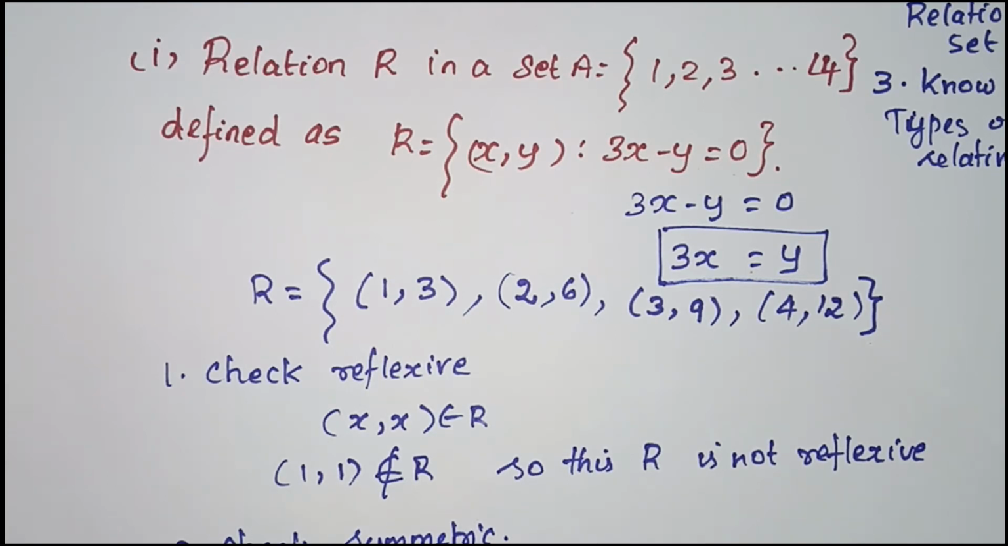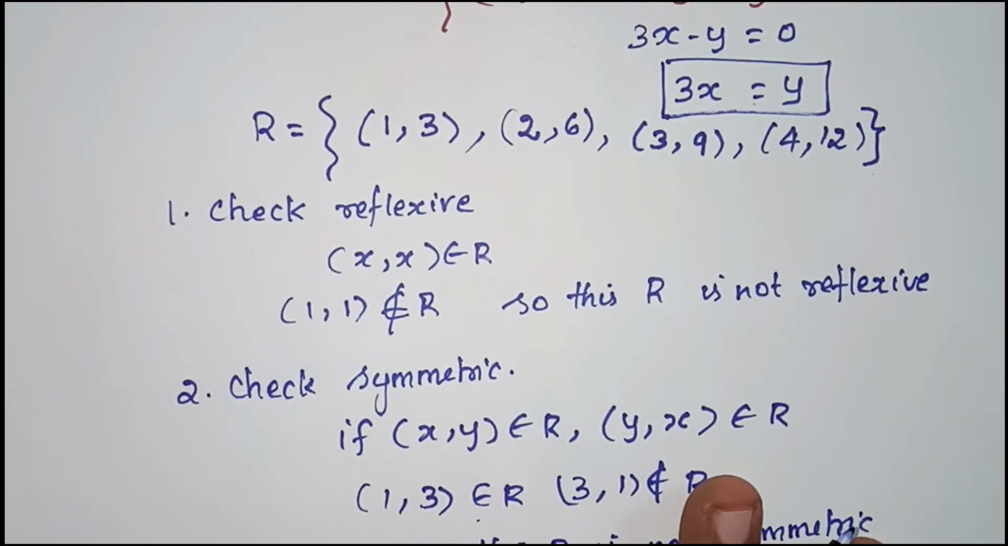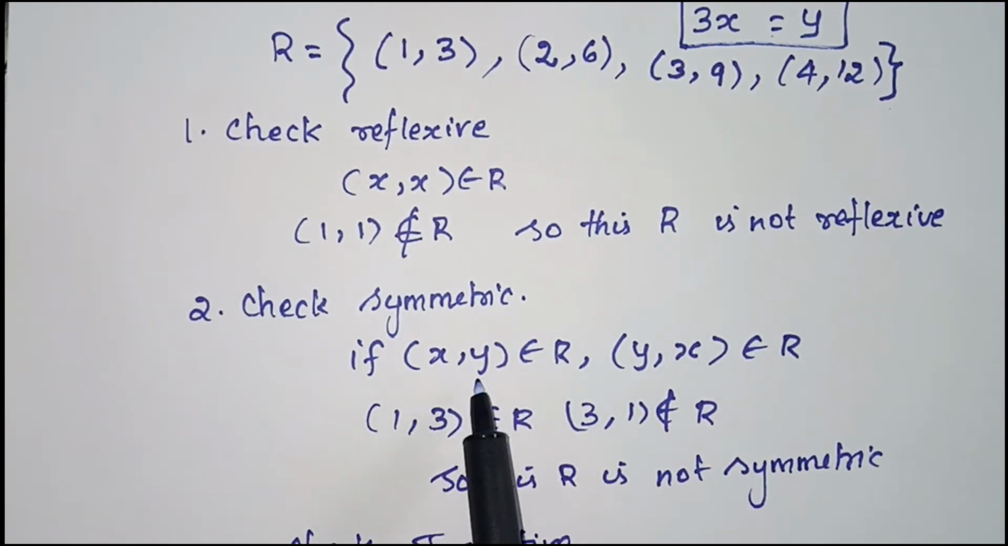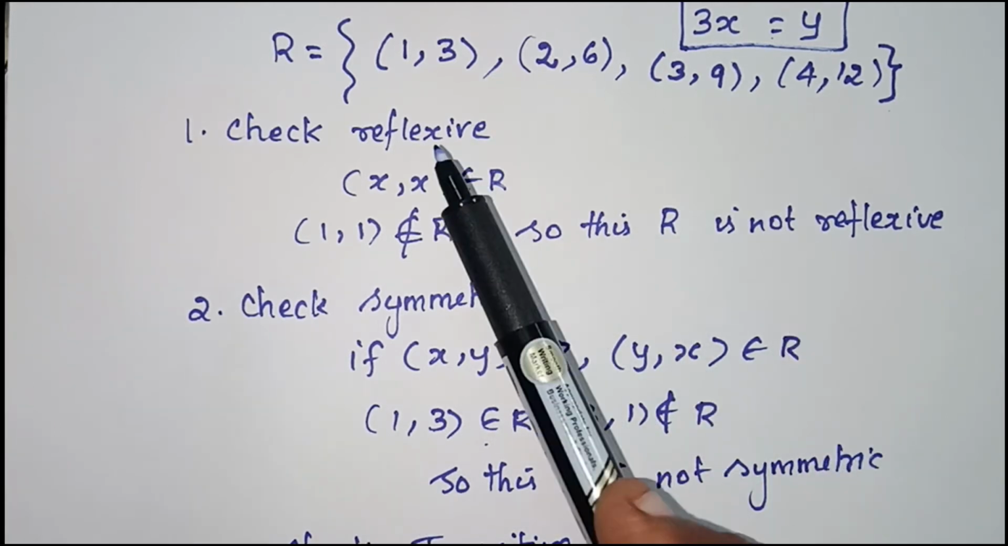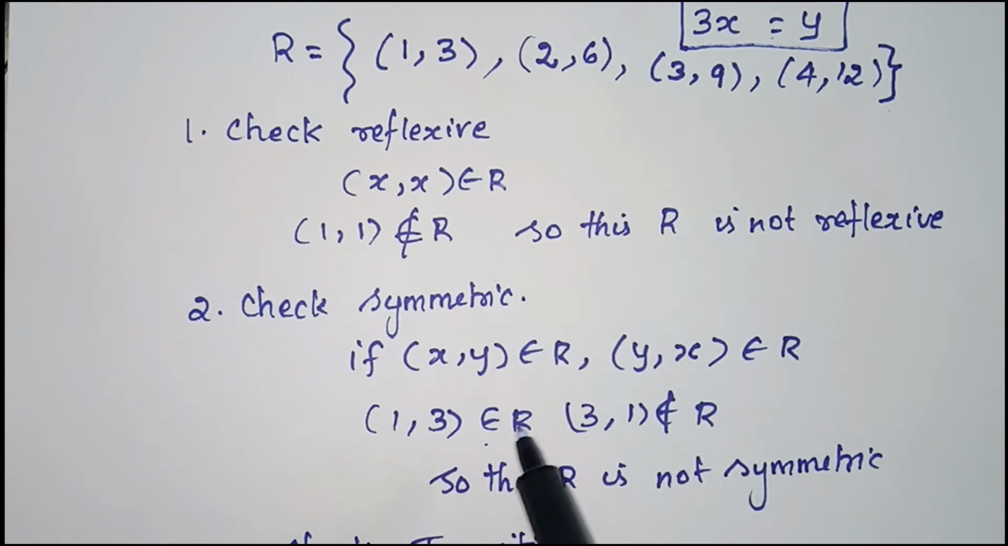It will be going on. So that relation is called not reflexive. Next we need to check symmetric. Symmetric means if x comma y belongs to that relation, then y comma x also belongs to that relation. In this relation 1 comma 3 belongs to R, but 3 comma 1 does not belong to this relation. So this is not symmetric.